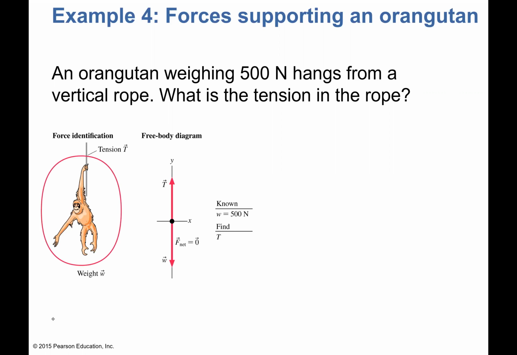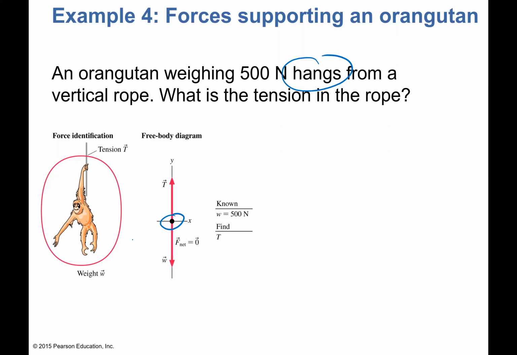All right, so here's a pictorial representation: an orangutan basically hangs from a vertical rope. Again, it's important to understand the wording in a problem. When it says "hangs," what does it mean? It means that it's in static equilibrium again. If I put the orangutan at the center of my coordinate system, I have two forces acting on it. They have to be two forces, so they can cancel each other and it's in equilibrium.